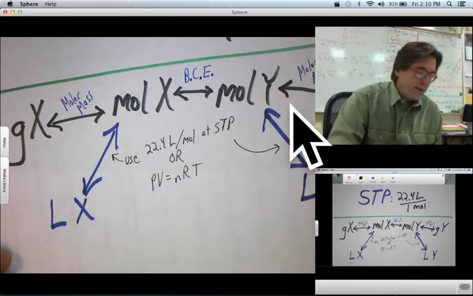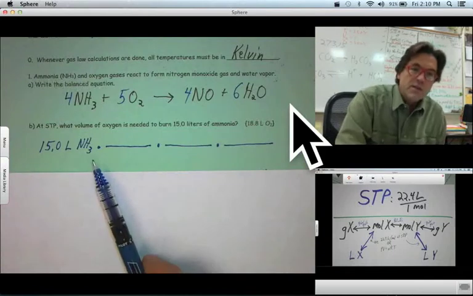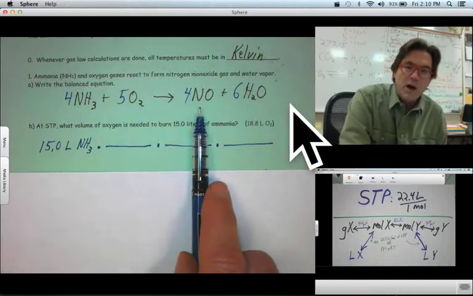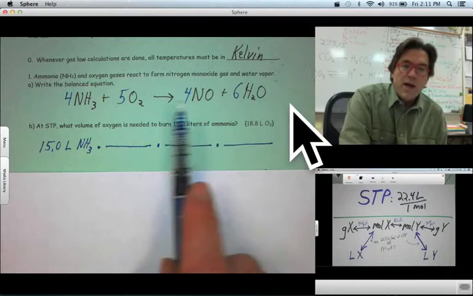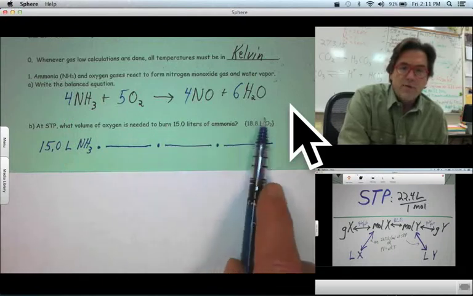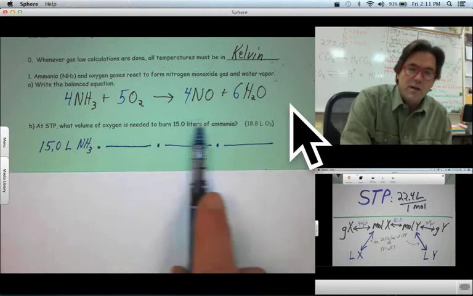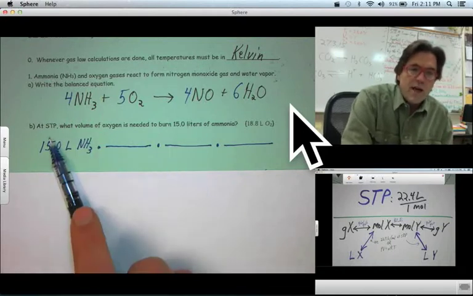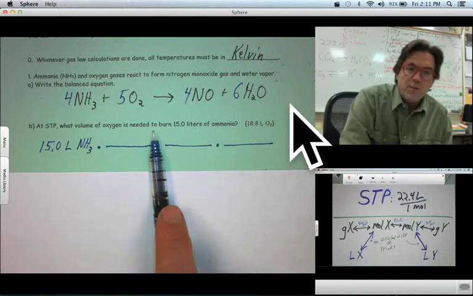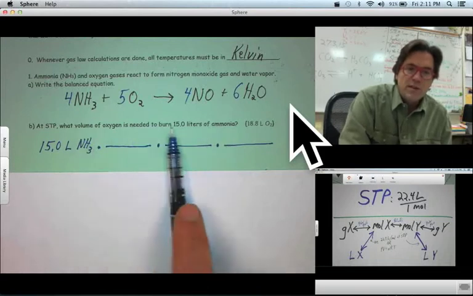All right, let's take a look at our problem. I've partially set it up here. In this problem, we are reacting ammonia with oxygen to form nitrogen monoxide and water. And this is the balanced chemical equation. Balancing it is a lot of fun, especially if you use the fraction method. But this is the end result. And at STP, what volume of oxygen is needed to burn 15.0 liters of ammonia? So this is the question we're going to answer.